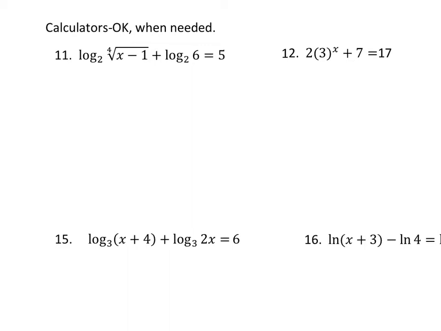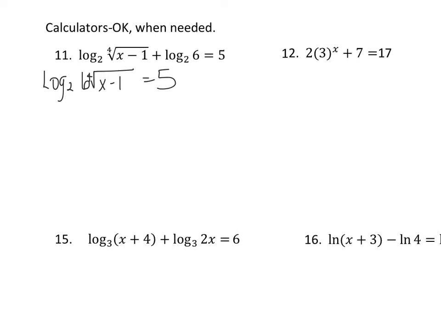We have the log base 2 of the fourth root of x minus 1 plus the log base 2 of 6 equals 5. So I have the log base 2 and the log base 2 with addition. I could use my product property. So that's the log base 2 of 6 times the fourth root of x minus 1 equals 5. Multiplication is commutative, so I can put the 6 in front, then it just looks better.